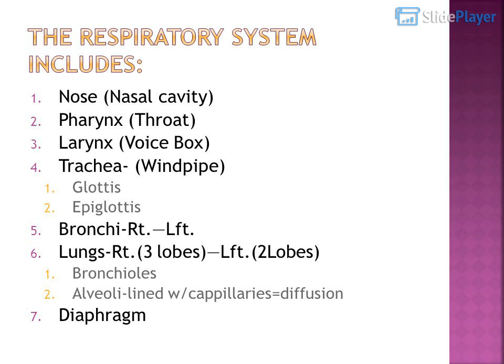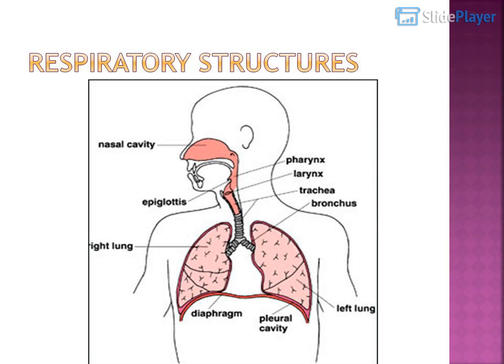The respiratory system includes nose, nasal cavity, pharynx (throat), larynx (voice box), trachea (windpipe), glottis, epiglottis, bronchi, lungs (right 3 lobes, left 2 lobes), bronchioles, alveoli lined with capillaries for diffusion, and the diaphragm. Respiratory structures.